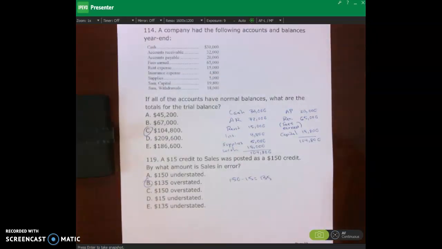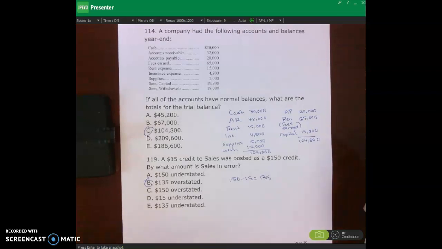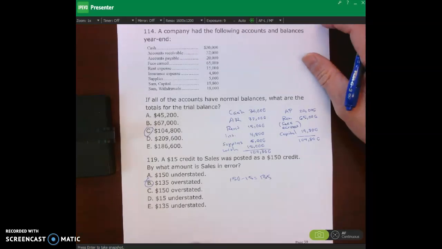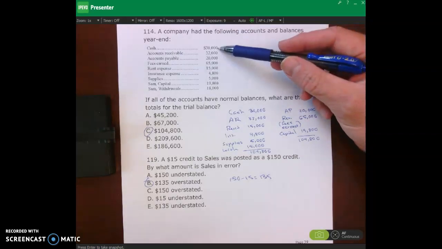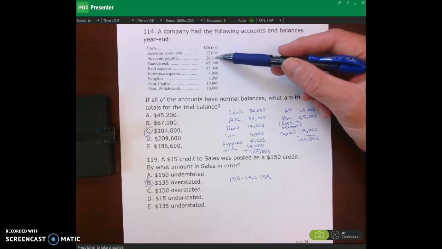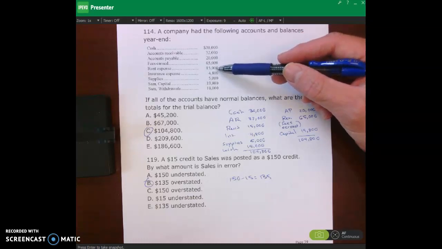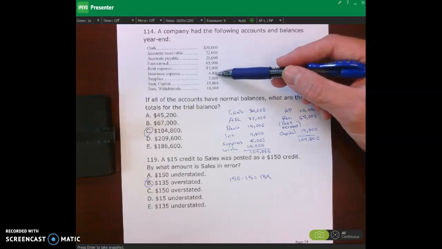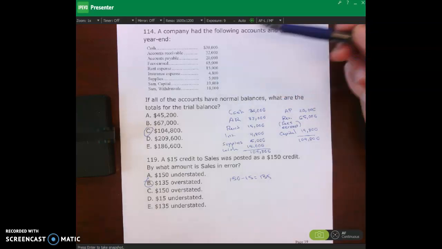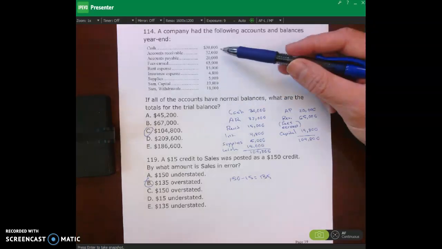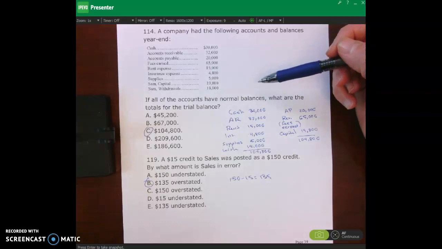So the first one, number 114, the right answer is C. So let's take a look at how you would solve this problem. So basically it says here's all the accounts. Got cash 30,000, accounts receivable 32, accounts payable 20, fees earned 65, rent expense 15,000, insurance 4,800, supplies 5,000, capital 19,800, withdrawals 18,000. They all have normal balances. What's the totals for the trial balance?